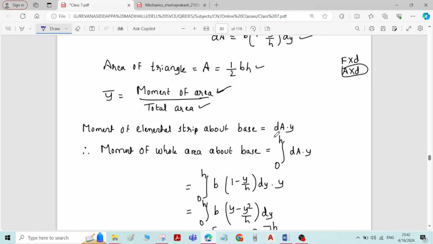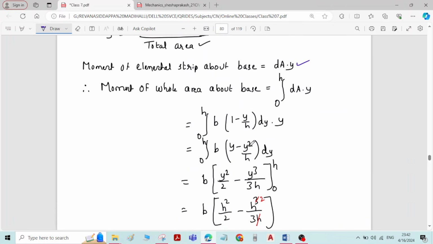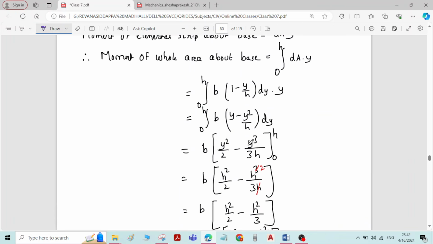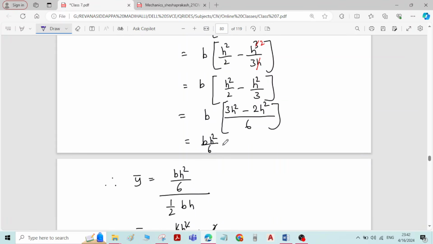So we got the moment of the elemental strip about the base, but we want the moment of the whole area. For that we have to integrate from limit 0 to h, substituting dA as b into 1 minus y by h into dy. Do the integration, apply the limits and simplify. Finally you will get the simplified equation as bh square by 6.